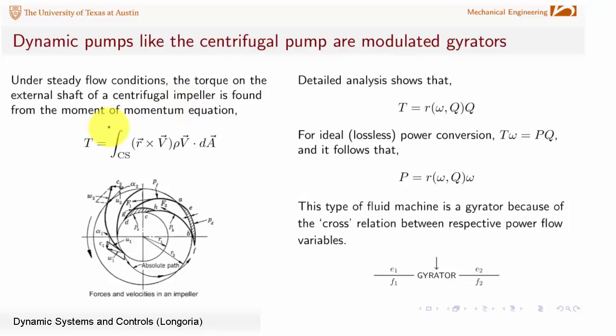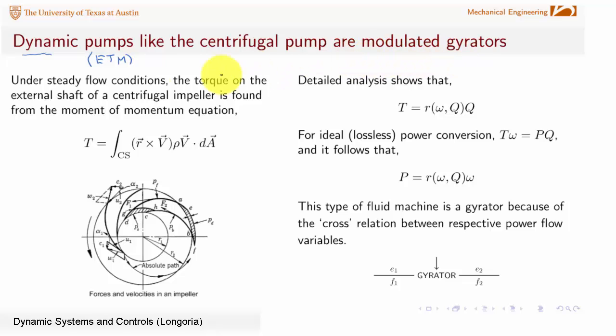There are examples of modulated gyrators, some electrical motors, but one that's of special interest to mechanical engineers might be pumps such as dynamic pumps. We talked a little bit about positive displacement pumps, but what we call dynamic pumps, sometimes we might call these Eulerian turbo machines, or turbo machines of different types, like centrifugal pumps, axial flow pumps, mixed flow pumps.